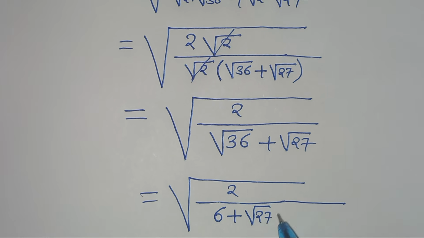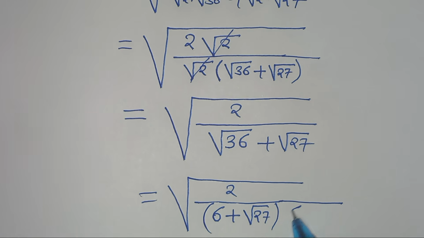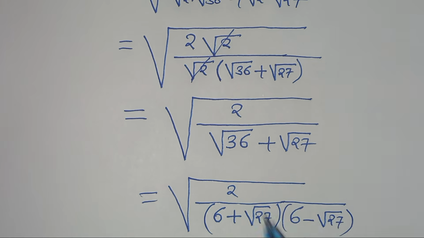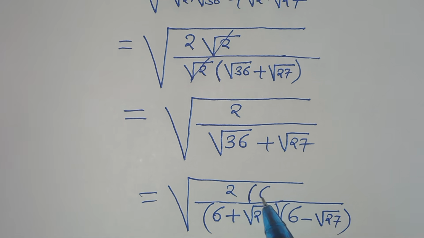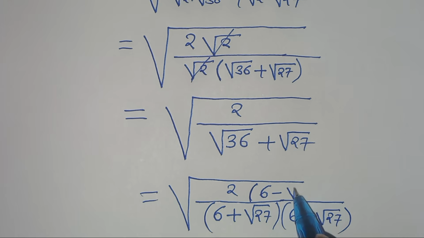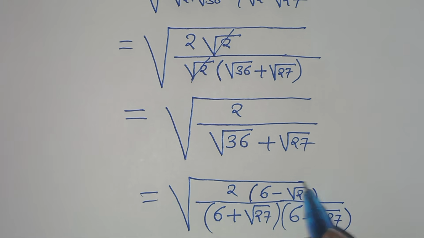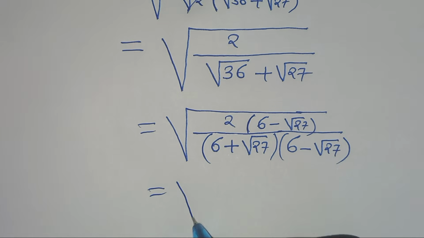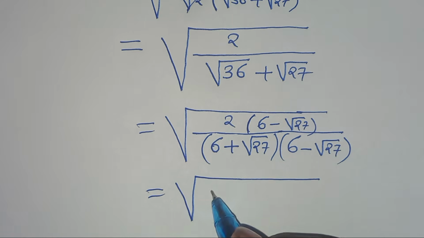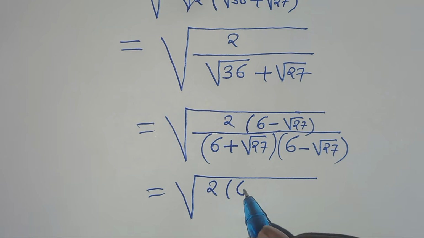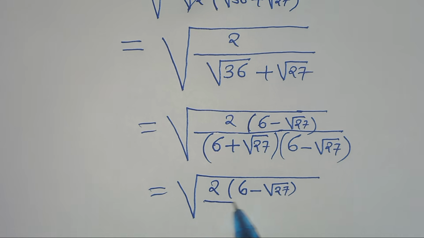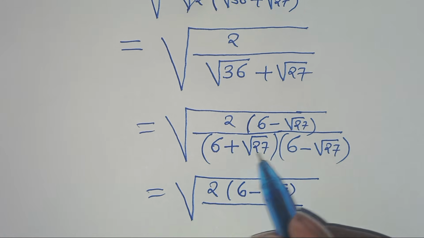Now the next step is to introduce a conjugate. Let's rationalize the denominator here. The conjugate is 6 minus square root of 27. Let's multiply this conjugate with the numerator here. We have 2 times 6 minus square root of 27. So that now, here we have 2 multiplied by 6 minus square root of 27. This is divided by 6 plus square root of 27.